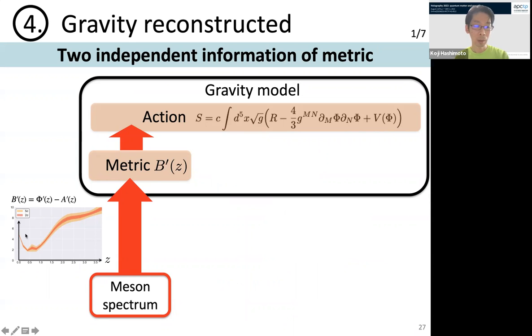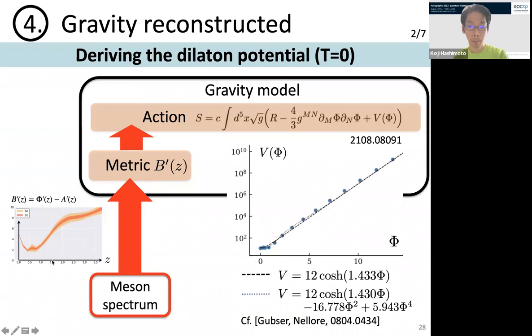Once this is given, then you can inversely find this dilaton potential so that the equation of motion of this dilaton gravity gives you this metric. And the result is this dilaton potential, where the horizontal line is the dilaton value, the vertical line is the dilaton potential. This is in log scale, so you can find that this is growing exponentially. And you can fit this function. So dots are for the numerically obtained reconstructed dilaton potential, and dashed lines are fitting.